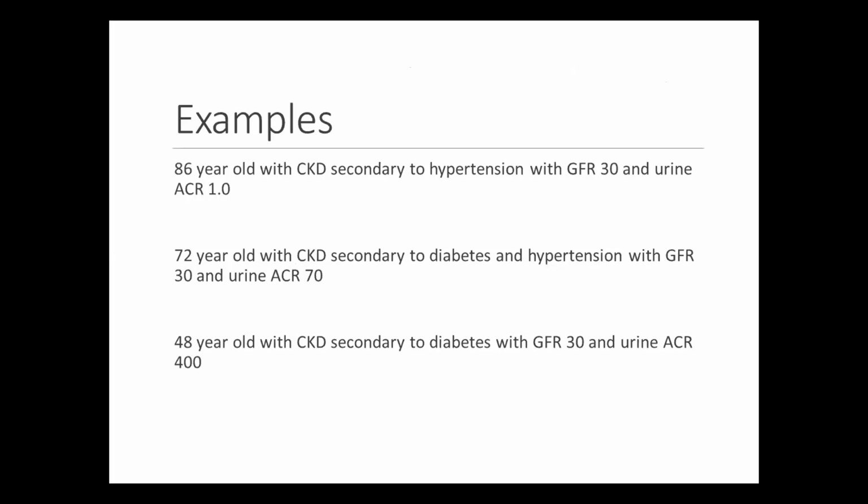So the first patient is an 86-year-old with CKD from hypertension with a GFR of 30 and an ACR of 1. A 72-year-old with CKD from diabetes and hypertension with a GFR of 30 and an ACR of 70, and a 48-year-old with CKD from diabetes with a GFR of 30 and an ACR of 400. So we'll come back to these in a couple of minutes once we talk more about proteinuria.